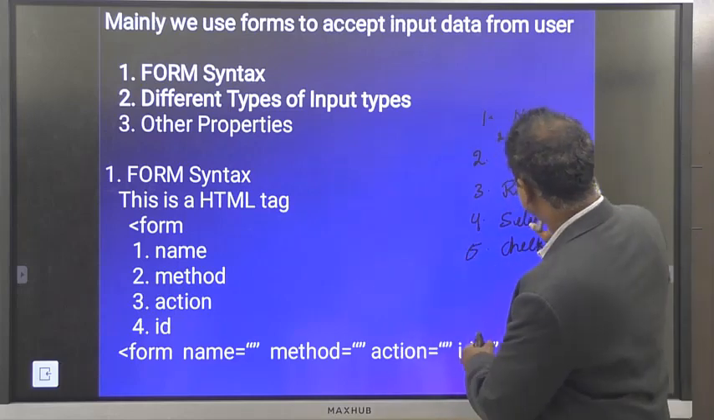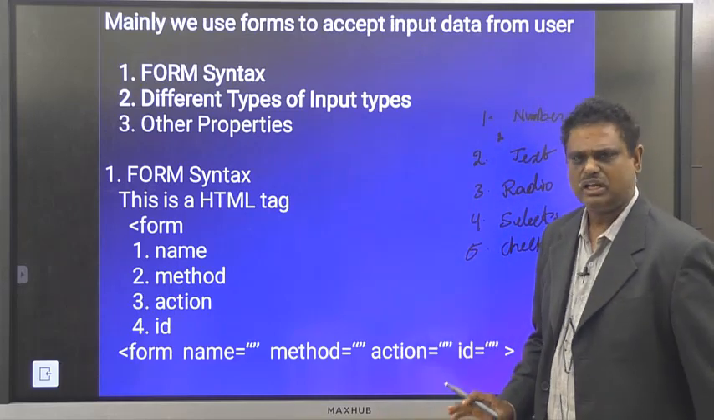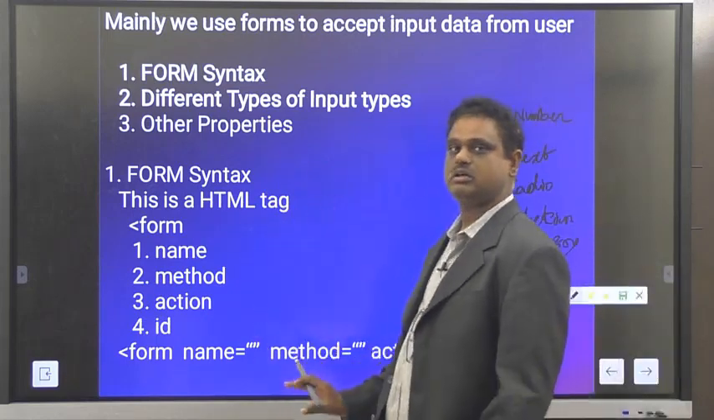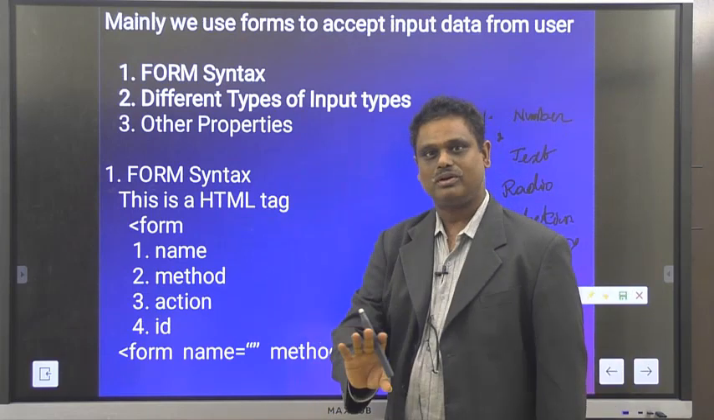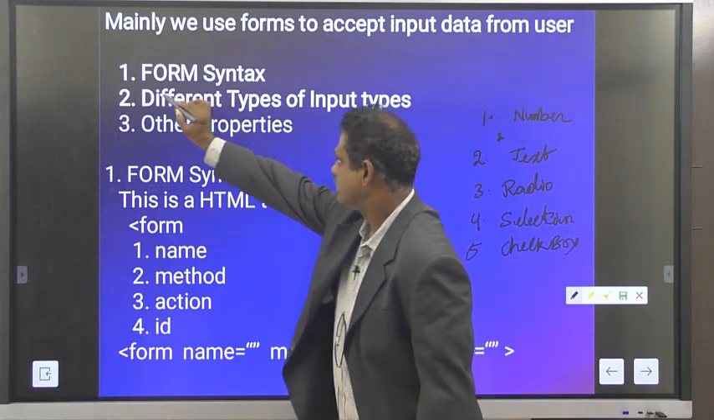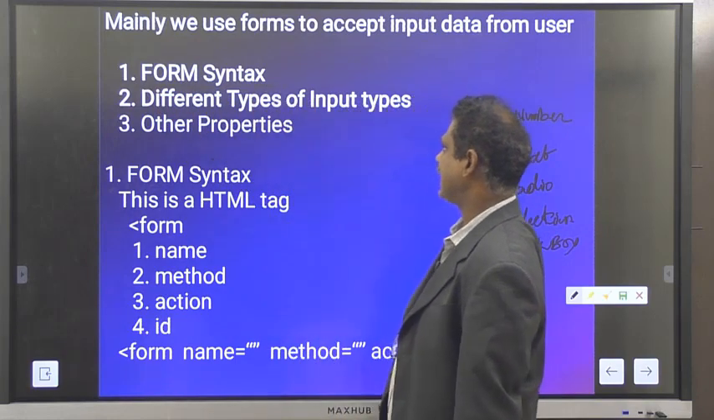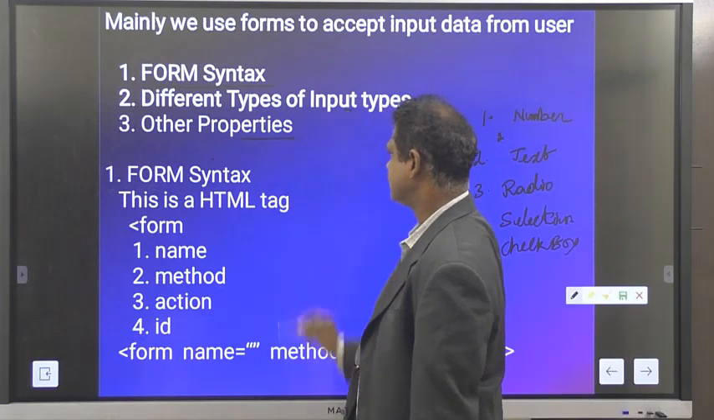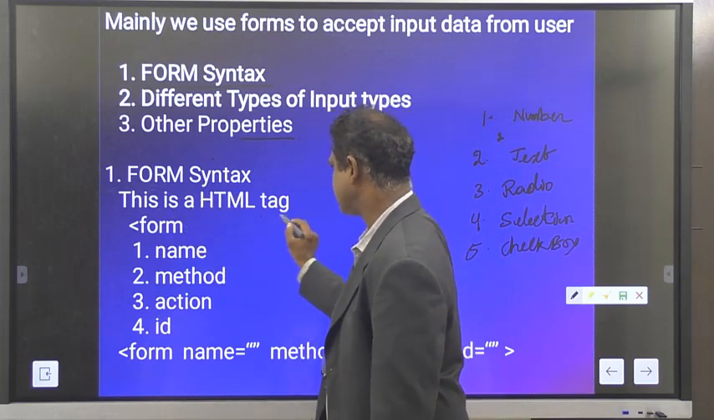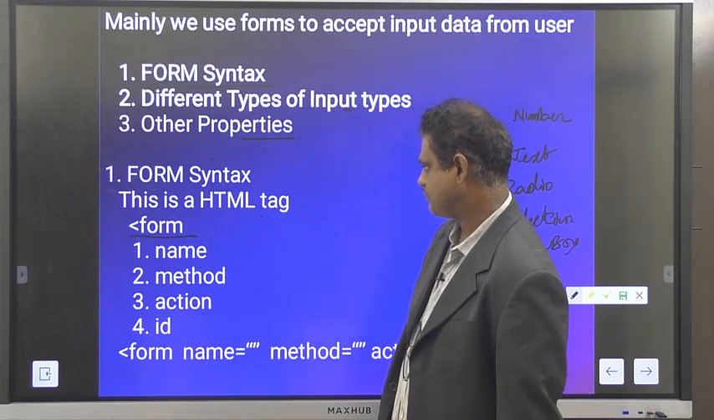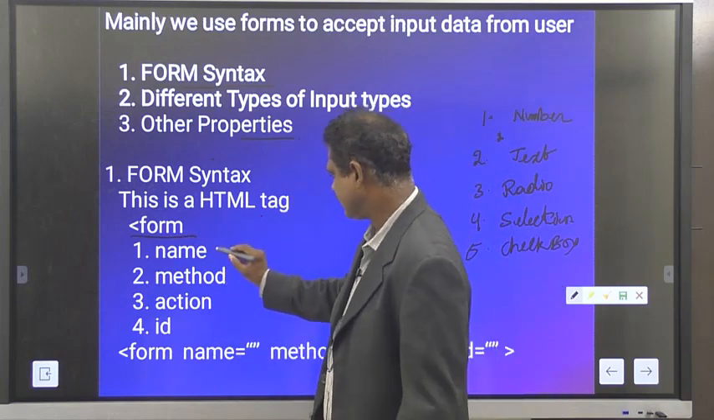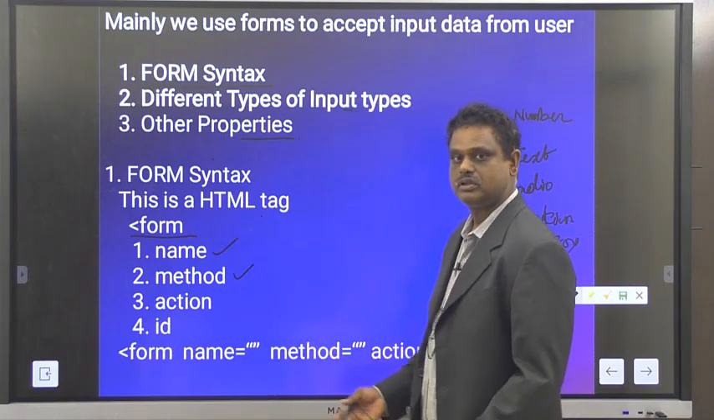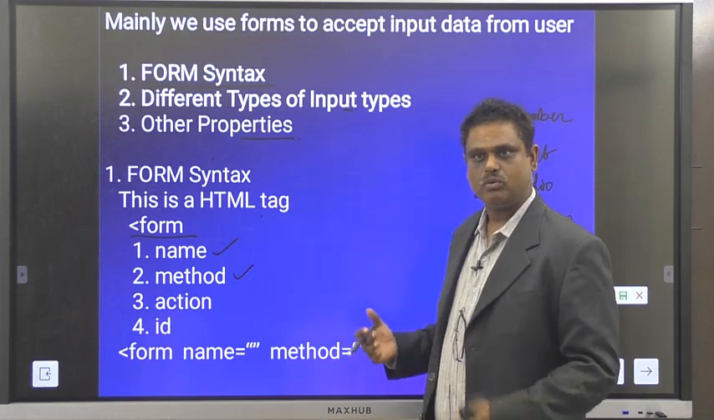Now, before going to the different types, let us see what is the simple syntax of this and what are the required things to use forms. Right. See, first we have to know what is called form syntax, different types of input types and other properties. Right. What is form syntax? This is an HTML tag. Form is an HTML tag. It needs minimum a name. You have to give a small name. Method. What is the method of posting the data?